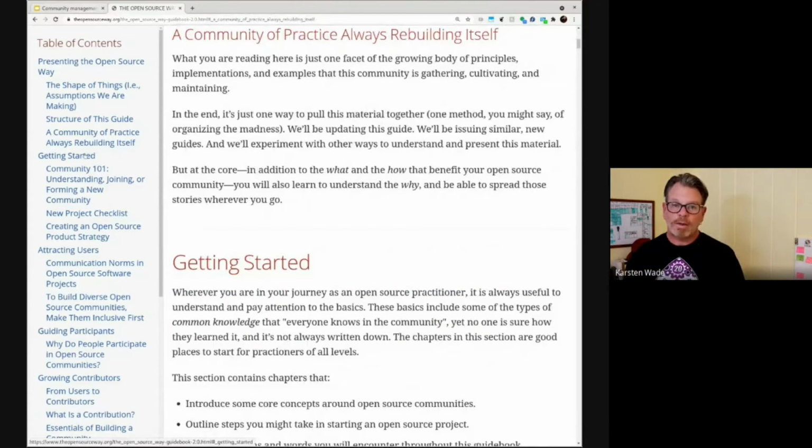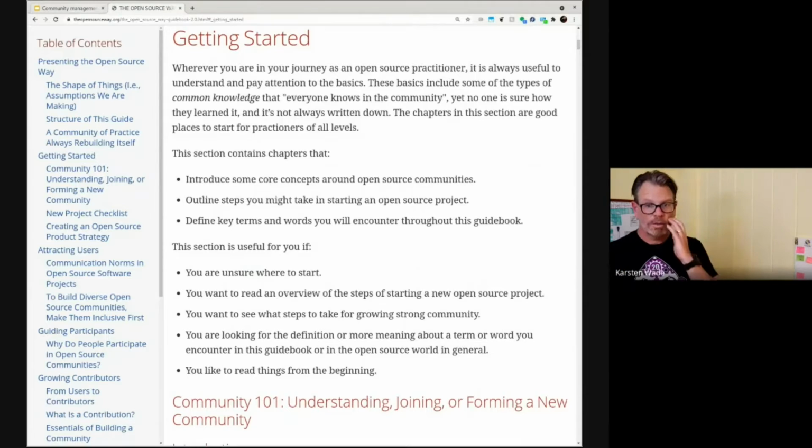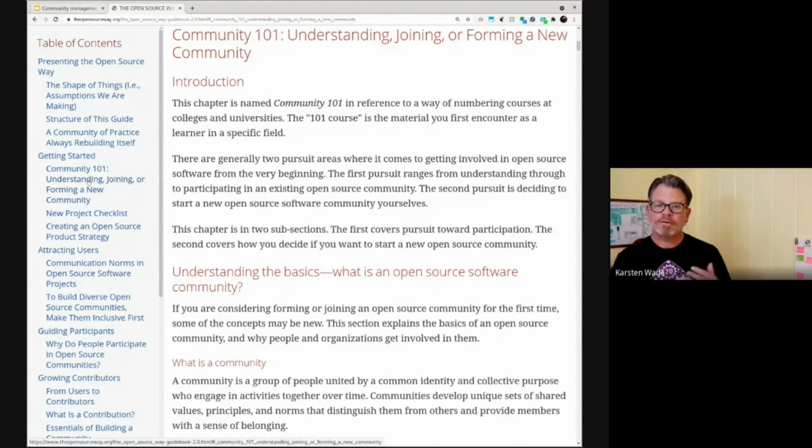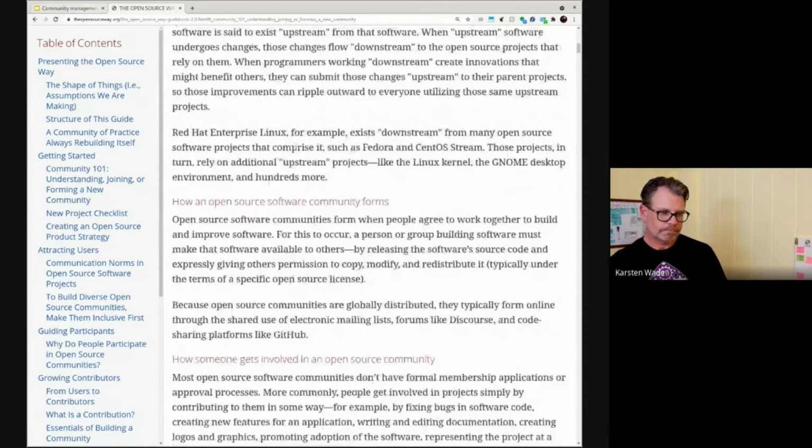So then we really get going in the get started section, which is the early work that you do, or even work you do before a community is formed, to establish and set the right direction from the start. So the first chapter in here, Community 101, provides a broad overview of how to analyze your community and other communities to do for comparison.